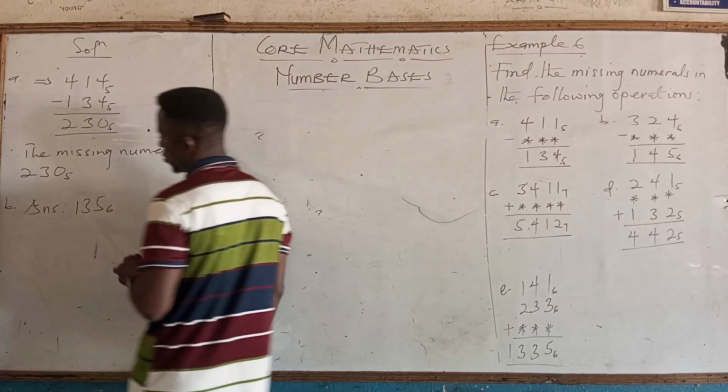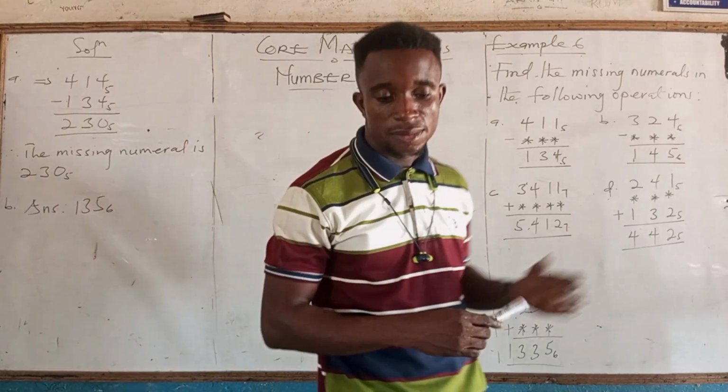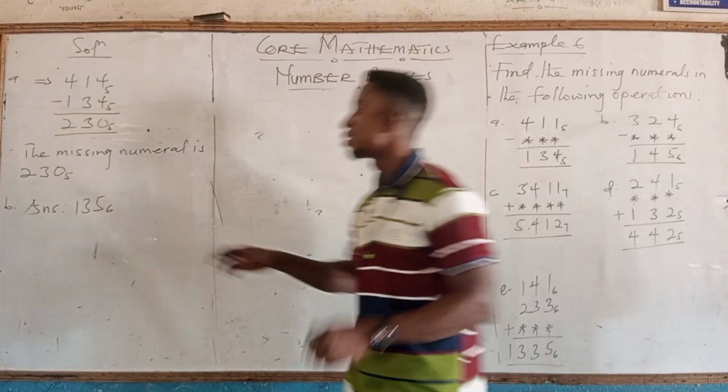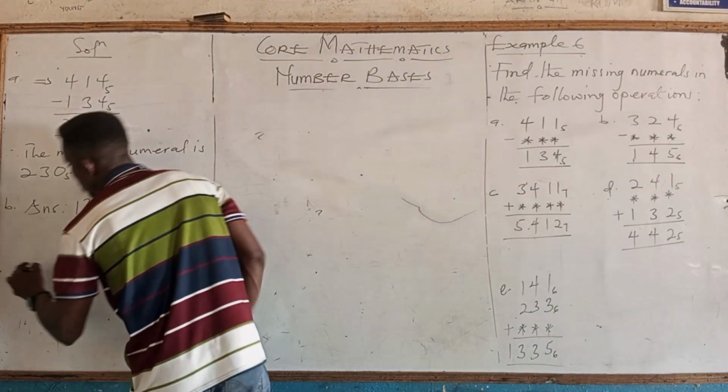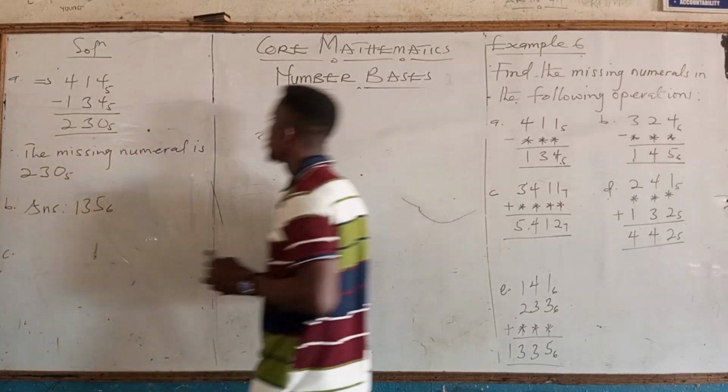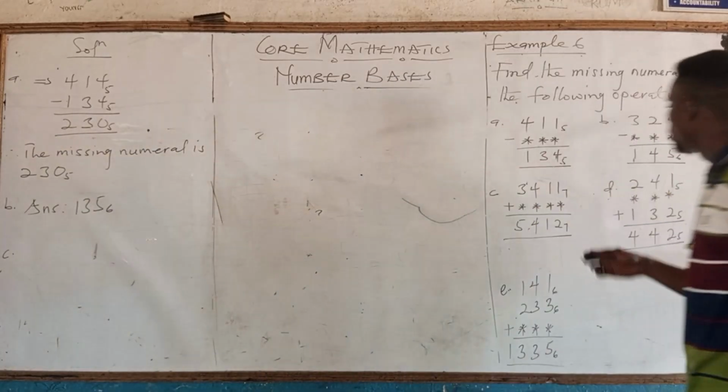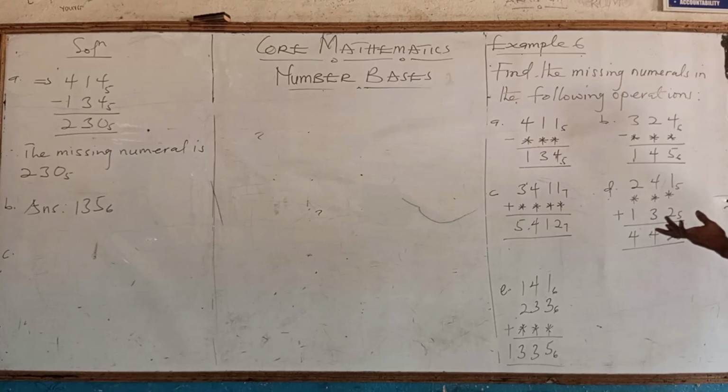135 base 6. Is it correct? Yeah, 135 base 6. That is what you will get for that. So we are moving on to the C. So I'll solve the C2. Okay, the C2. Okay, then we proceed. I'll solve the C and the D, then you solve the E yourself.